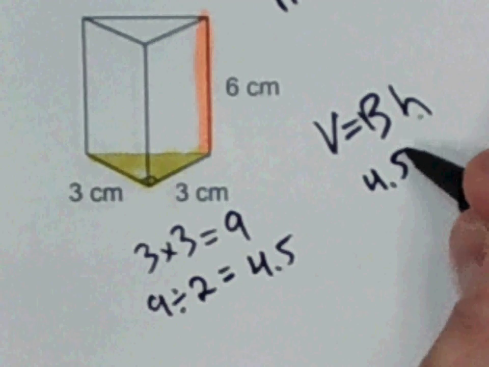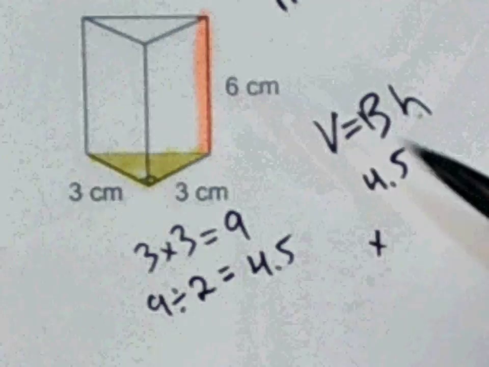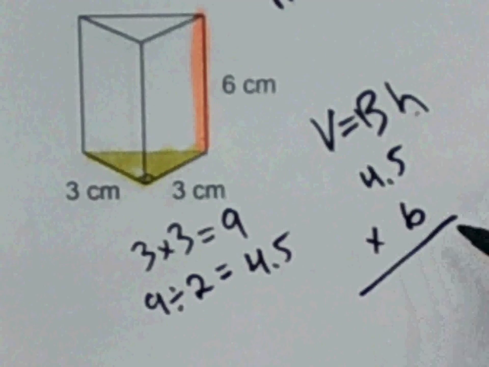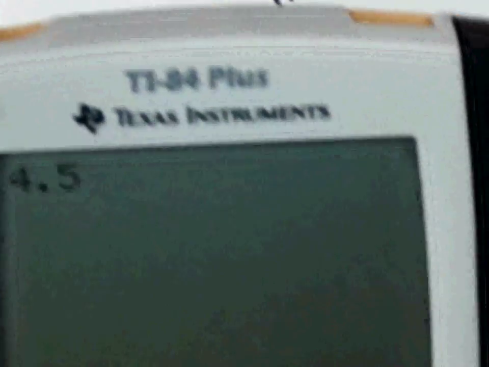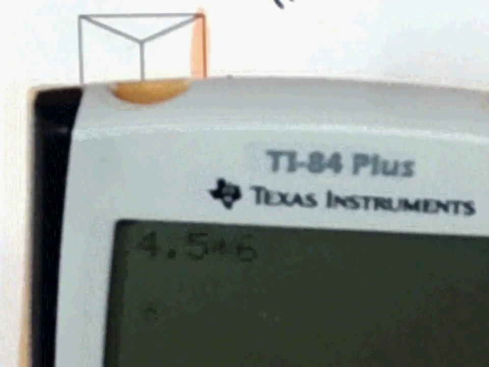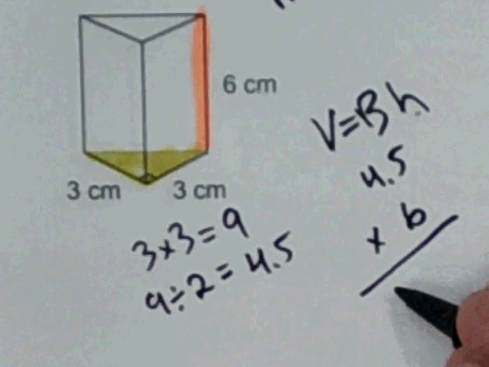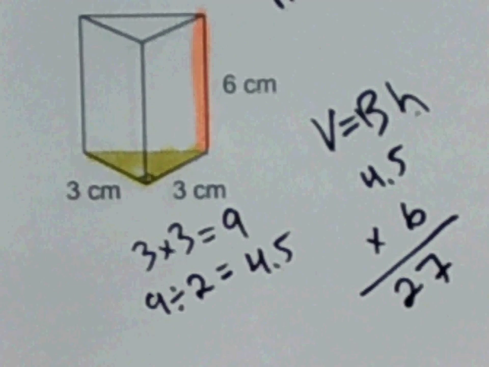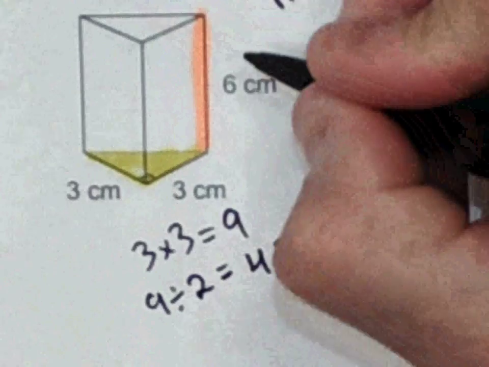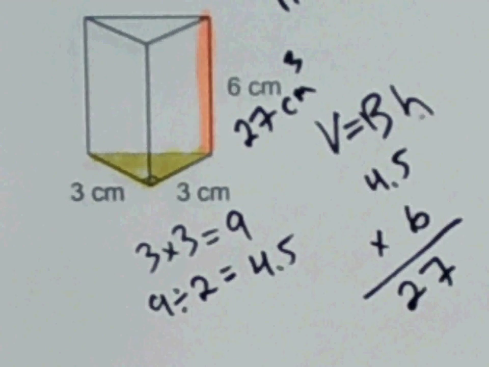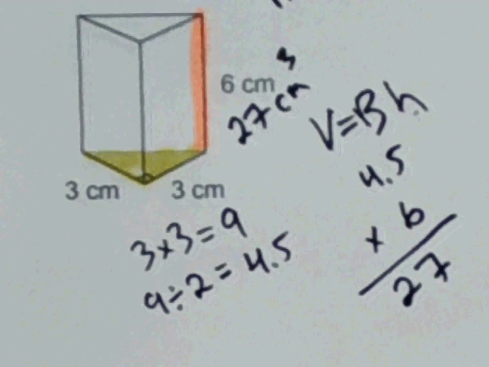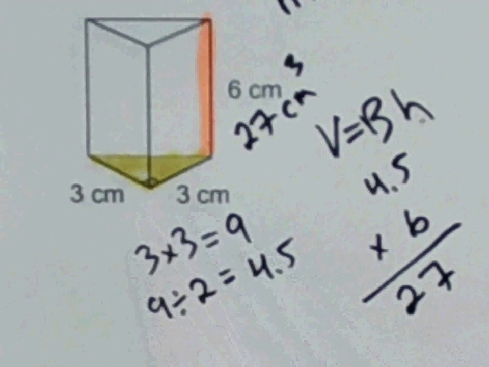Next, you're going to multiply it times the height of the shape, 6. So let's go ahead and use our calculator for this one. 4.5 times 6. That gives us 27. That means that the volume of this shape is 27 centimeters cubed. Remember, volume is always to the cubic unit. Alright? So again, you got to make sure you're using the correct numbers. In this case, it was easy because we were only given 3 values.